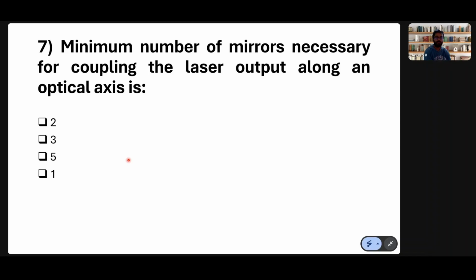So the minimum number of mirrors necessary for coupling the laser output along the optical axis. This is also a follow-up tricky question compared to the previous question. The minimum number of mirrors that we need is 2. So the correct answer is option 2, option A.